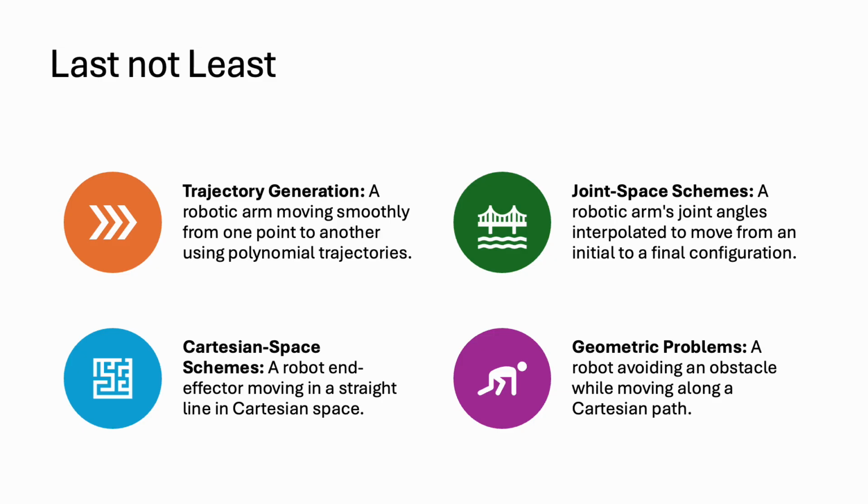Last but not least, trajectory generation is a robotic arm moving smoothly from one point to another using polynomial trajectories. And this is a summarization of this entire lecture. Joint space schemes are robotic arm joint angles interpolated to move from an initial to a final configuration. Whereas Cartesian space schemes are the robot end effector moving in a straight line in Cartesian space. Geometric problems: a robot avoiding an obstacle while moving along the Cartesian path, as discussed in quite some depth.